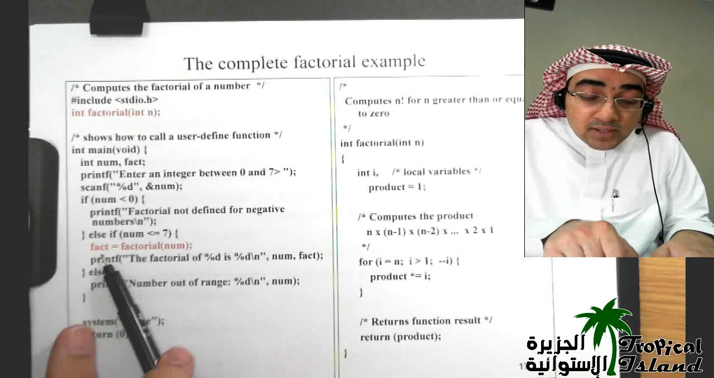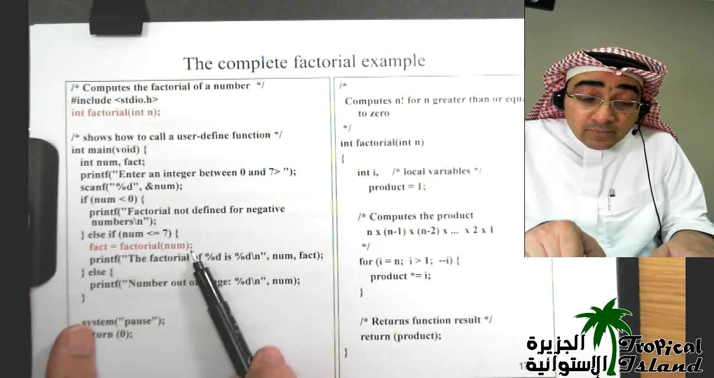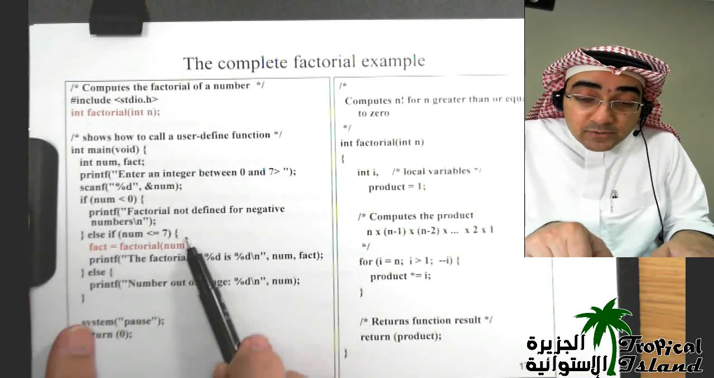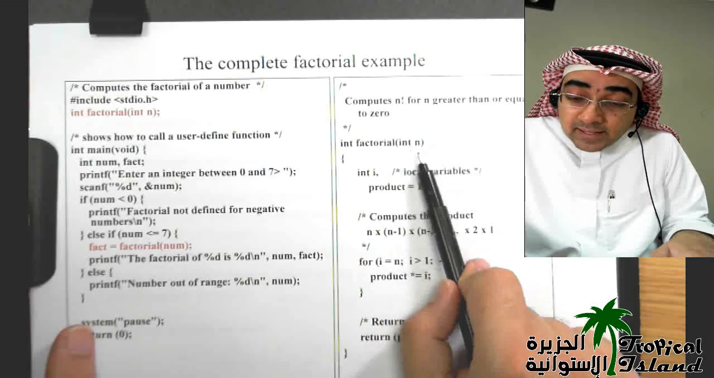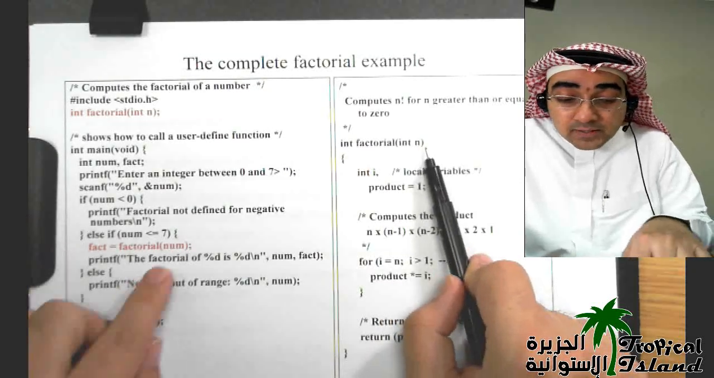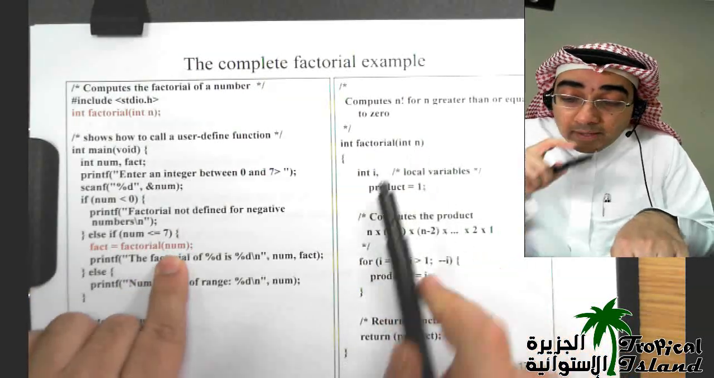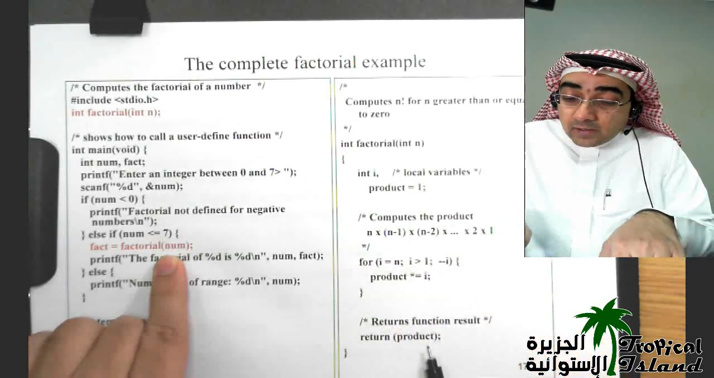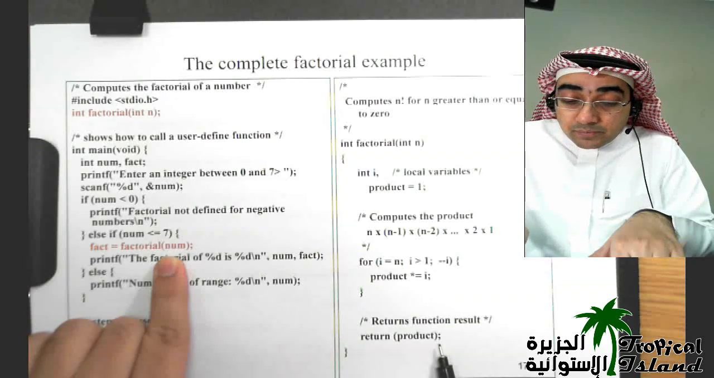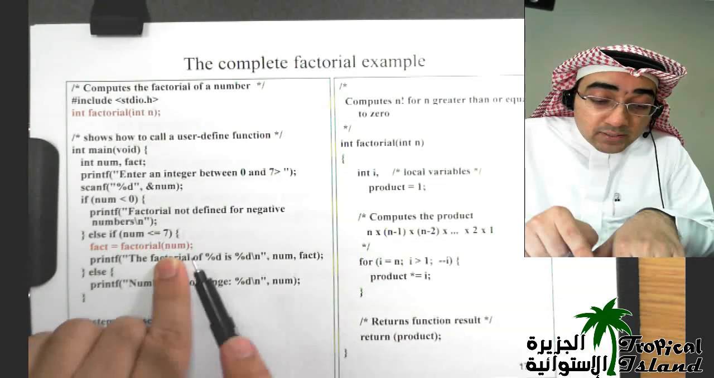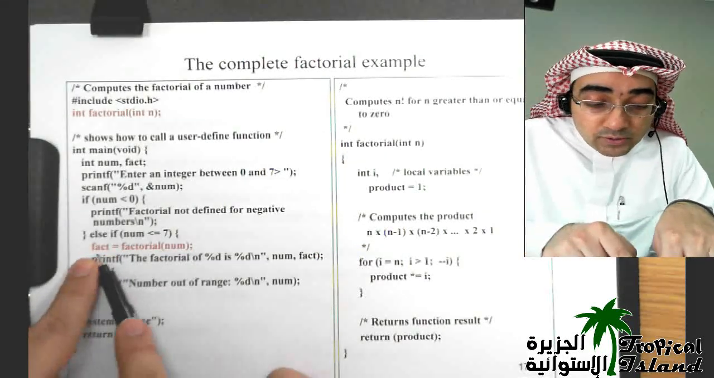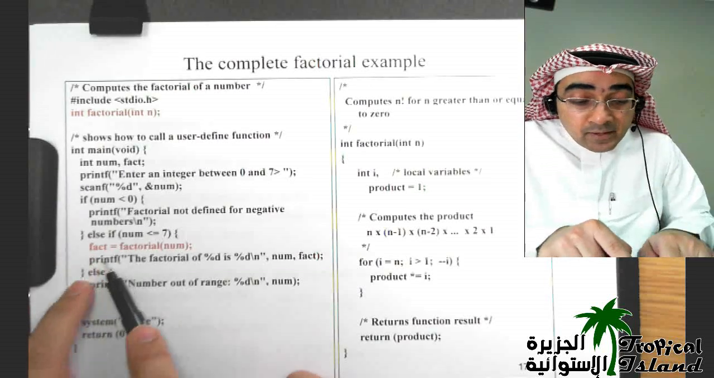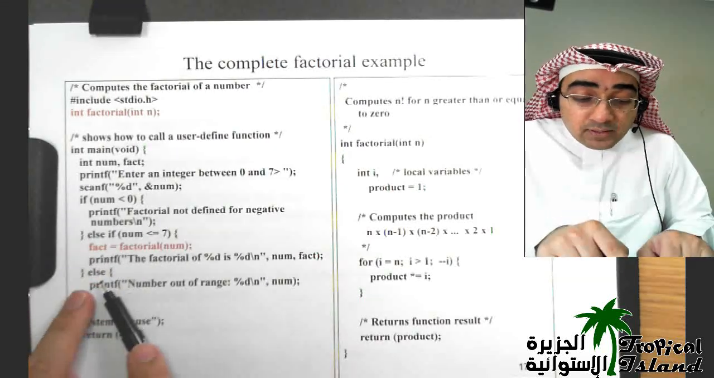Otherwise, if it's less than 7, you can say fact is equal to factorial(num), and over here you're going to pass the value of num to the factorial's n. So you take whatever is in num and you pass the value of num to n, and then over here you calculate the factorial and you return the product. When you return, the product is going to come back and be stored into fact. And then you're going to print this factorial.